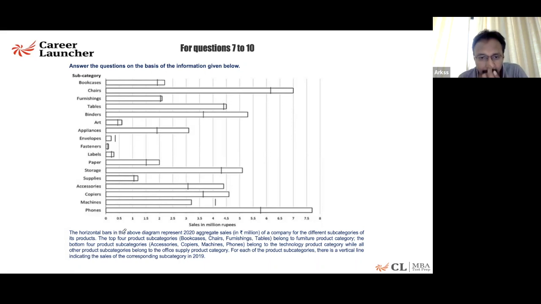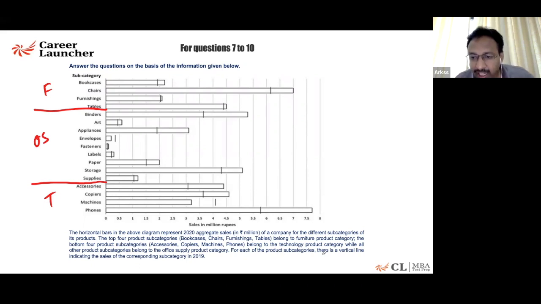Anyway, the horizontal bars in the above diagram represent 2020 aggregate sales, in rupees million, of a company for different product subcategories. The top 4 product subcategories, bookcases, chairs, furnishing, tables, belong to the furniture category. The bottom 4, A, C, M, are accessories, and belong to the technology category, while all the other subproducts belong to office supply.